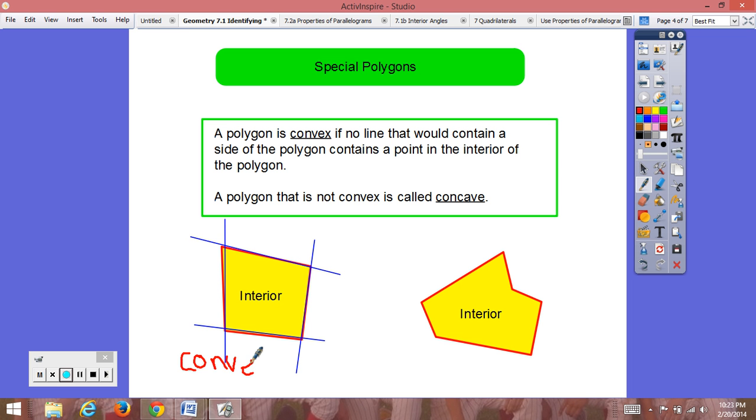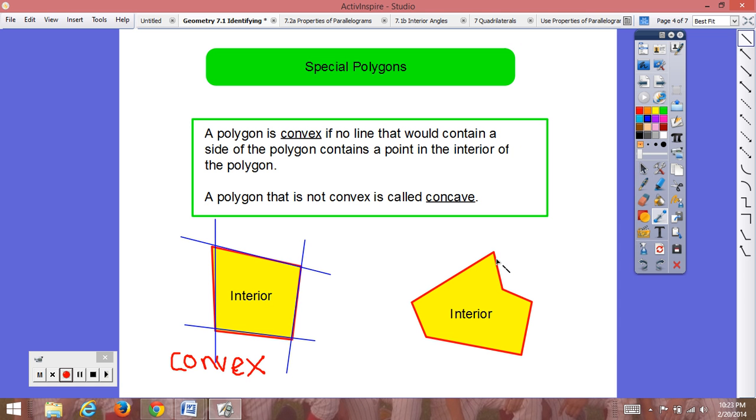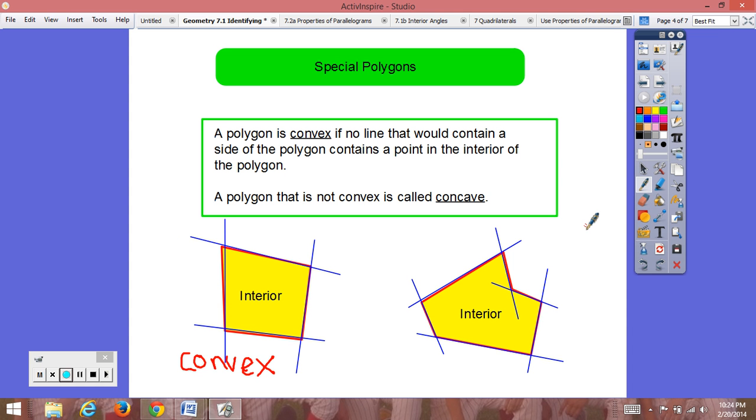And if a polygon is not convex, it is called concave. So we're going to look at this one on the right. And if we extend all of these side lengths, both directions, we can see so far we don't have any of these lines in the interior. But if we take these 2 sides, if we were to extend them, they're both going to end up in the interior. So since this does have a line that is contained in the interior of the polygon, this figure on the right is called concave.